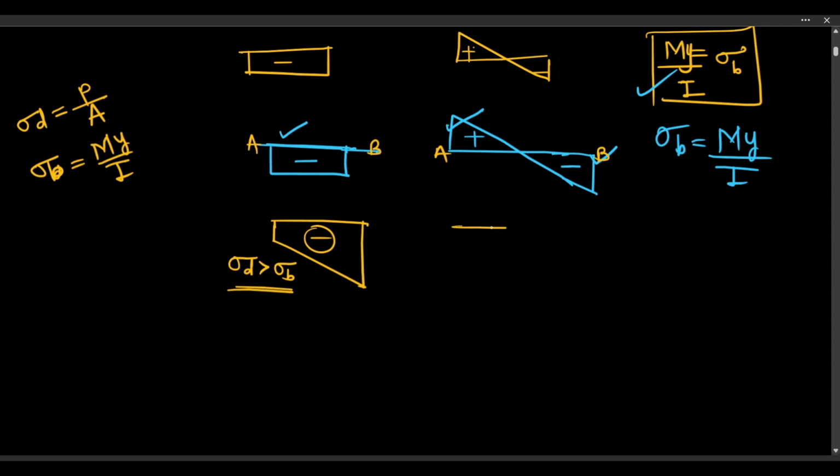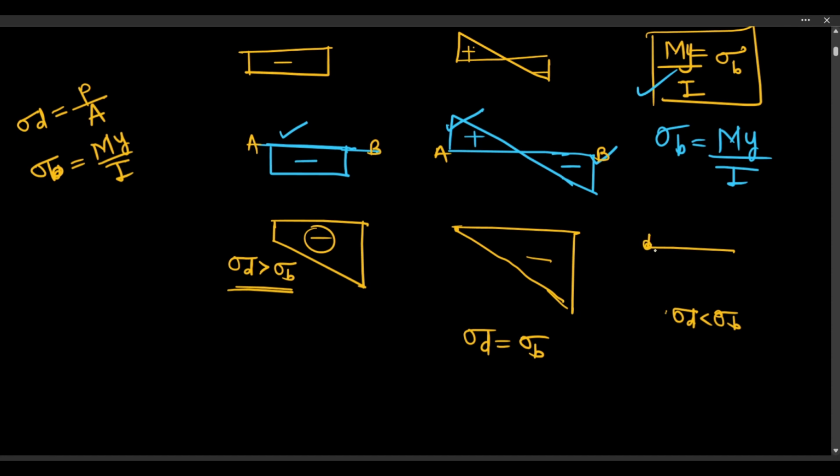Now the next case: if direct stress is equal to the bending stress, then there must be this kind of case, having a negative sign. And the third case is where direct stress is less than bending stress, which means tension comes into the picture overall.